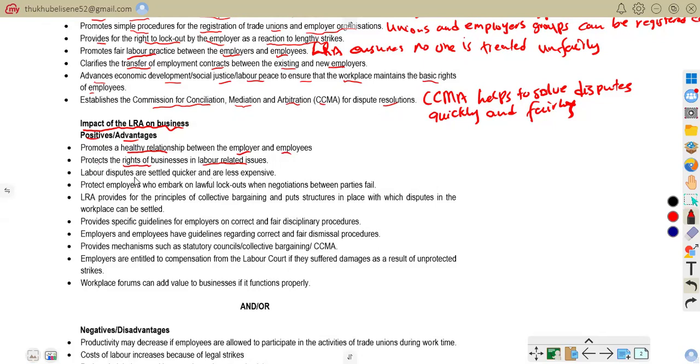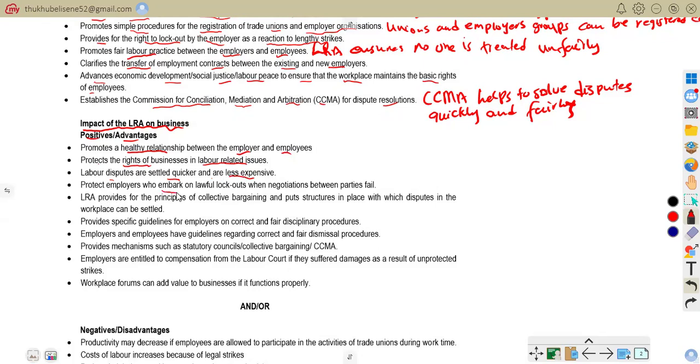So that is that. Labor disputes are settled quicker and are less expensive. Meaning, for example, instead of going to court, parties use what? The CCMA. So that is the cheaper way.